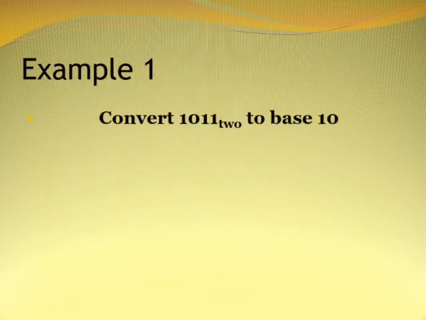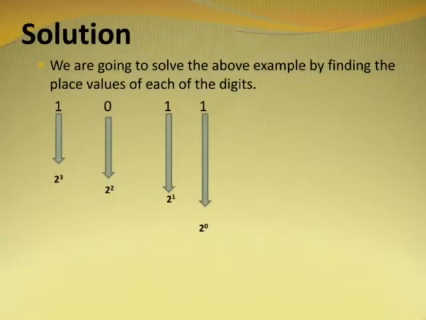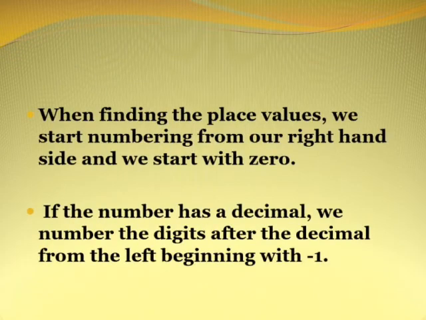Example 1. Convert 1011 base 2 to base 10. Solution. We are going to solve the above example by finding the place values of each of the digits. Then, we will multiply and add up. The place values of the digits given above, counting from the right, are 2 raised to power 0, 2 raised to power 1, 2 raised to power 2, and 2 raised to power 3. When finding the place values, we start numbering from our right hand side, and we start with 0. If the number given has a decimal, we number the digits after the decimal from the left, beginning with -1.